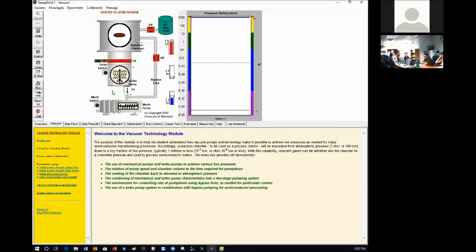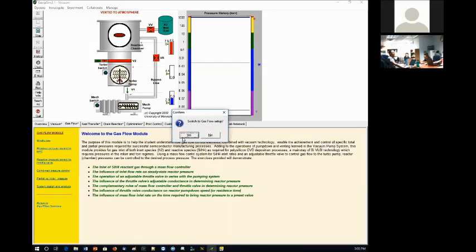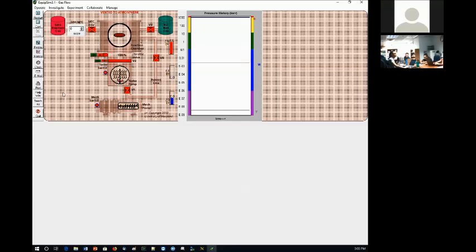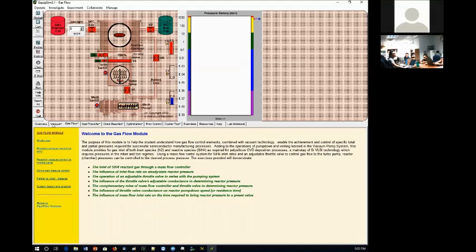Okay. Now, what else? We've done the gas flow. Oh no, we haven't done the gas flow. Okay, so now you guys, we were always in this vacuum tab down here. Now I would like you to switch to gas flow. So that's the second tab here.